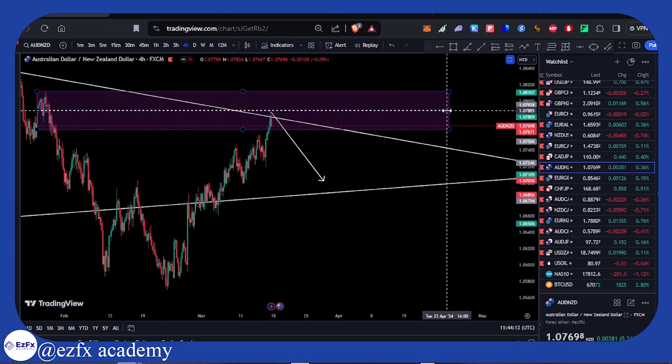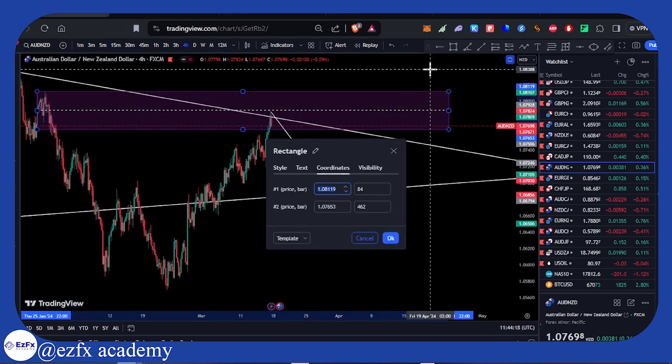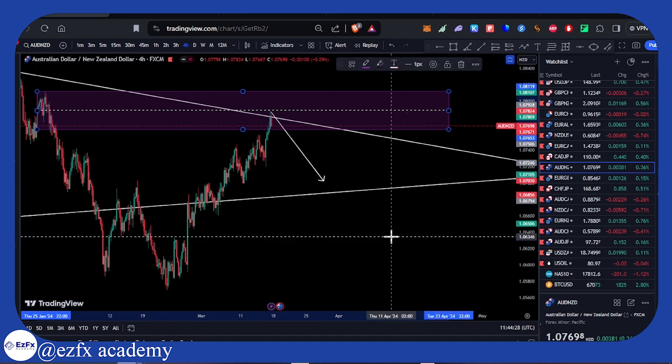This zone, if you want to mark it out on your chart also, let me just get the coordinates quickly. It's between 1.08119 and 1.07653. 1.08119 and 1.07653. I hope that is clear.